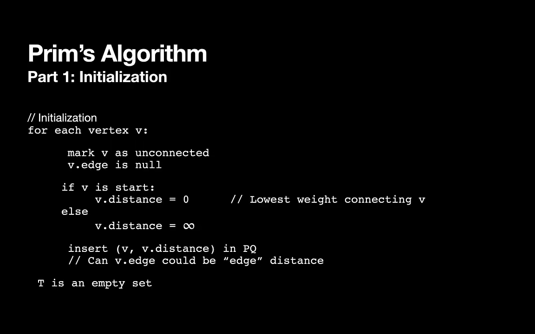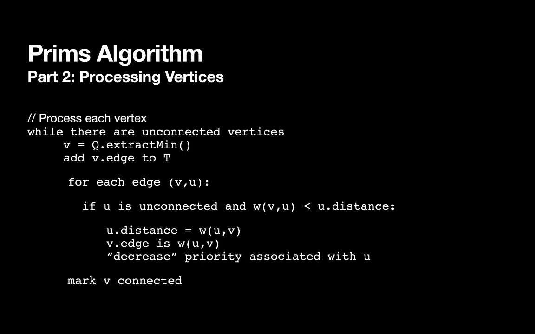Okay, I also wanted to look at a slightly augmented version of Prim's algorithm. So this is the initialization that we've already seen with just one other minor thing. We're going to keep track of a set of edges. T will start out as the empty set, and we'll gradually add edges to it. T will actually represent the edges that compose our minimum spanning tree.